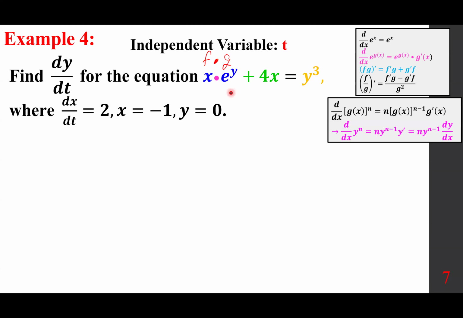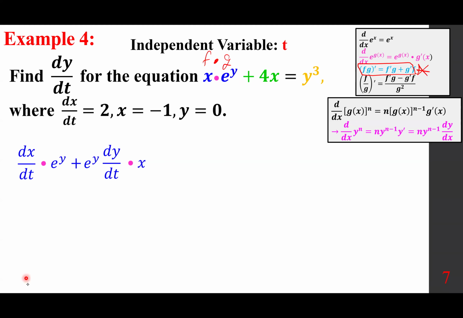So f prime g plus g prime f. This is the one we are going to use. The derivative of x is dx dt times g, e to the power of y. And the derivative of g, e to the power of y, is e to the power of y, as any exponential is itself. And then y, its derivative is dy dt times f, which is x.